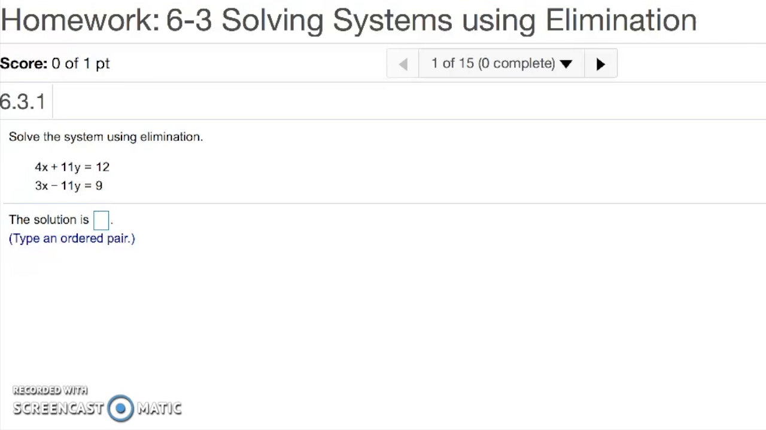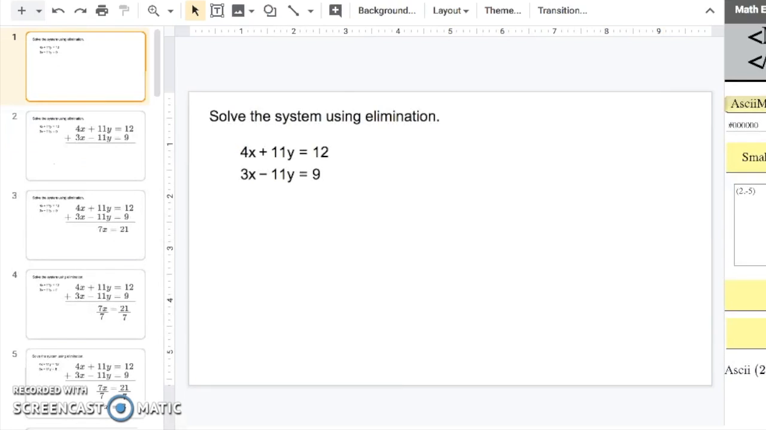Okay, 6.3, solving systems using elimination. Basically, our goal is to eliminate one of our variables so we can solve for the other. Okay, so let's take a look at number 1.